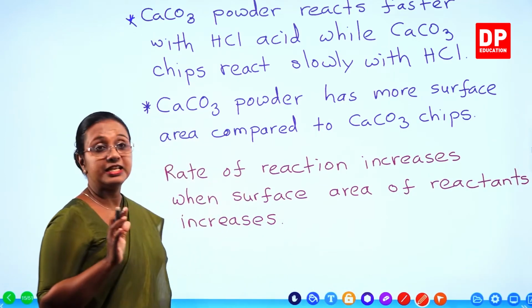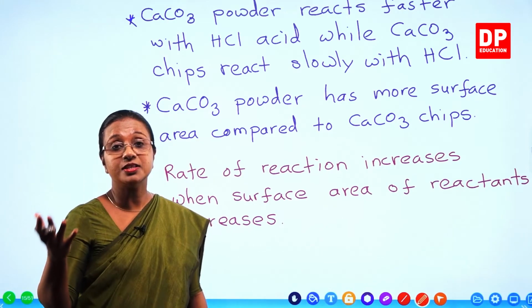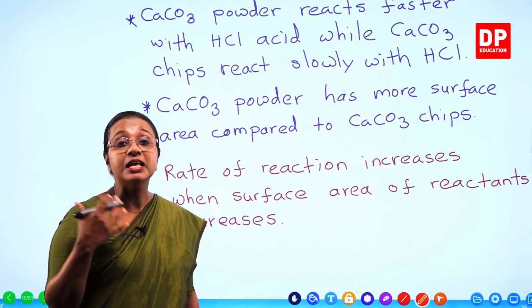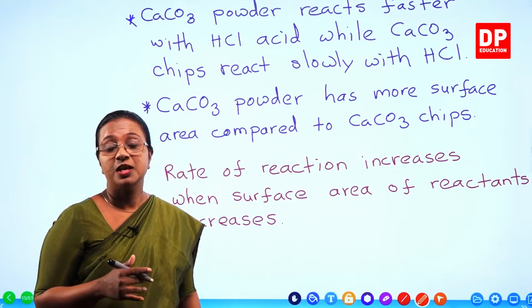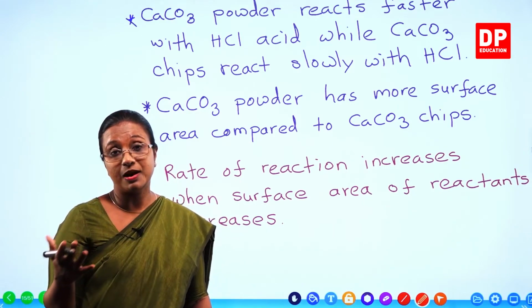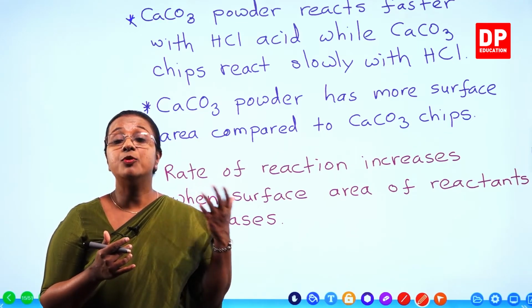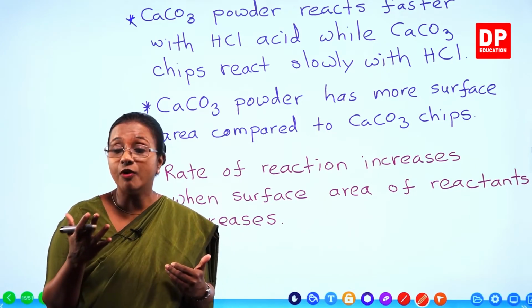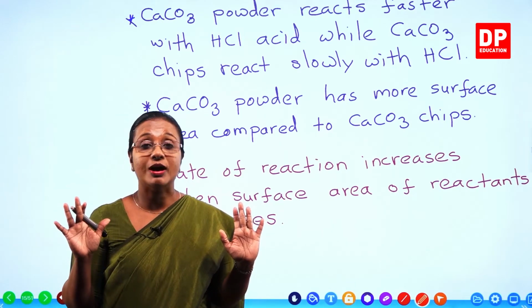So rate of reaction increases when surface area of reactants increase. That is, powder reacts faster compared to the chips. In powder, there is more surface area. In chips, there is less surface area. How is this possible? When there is more surface area, there is more collision between reactant particles. More reactant particles are in contact with each other. So because of that, more particles collide and therefore there is high chances of breaking and forming bonds. So therefore, the rate of reaction is higher. That is what you have to remember, students.